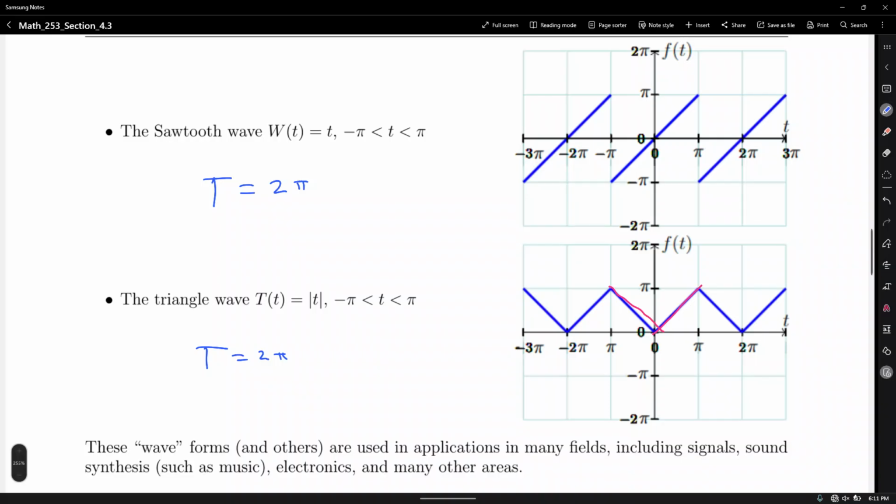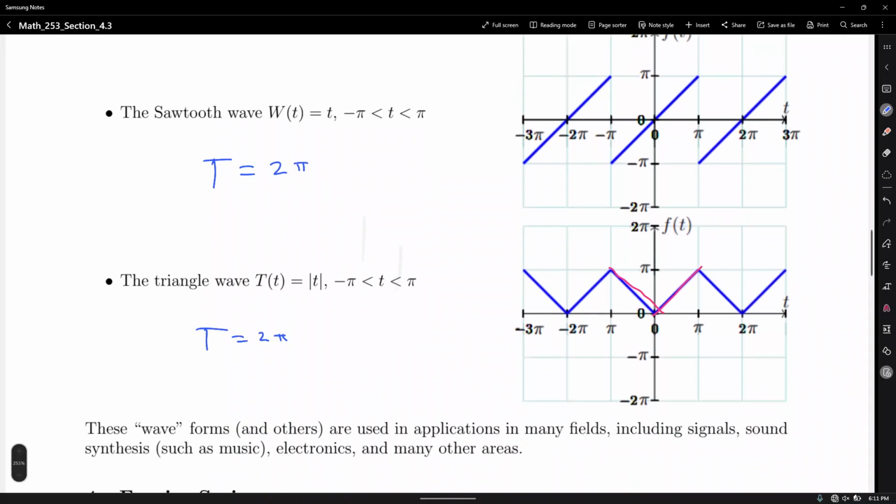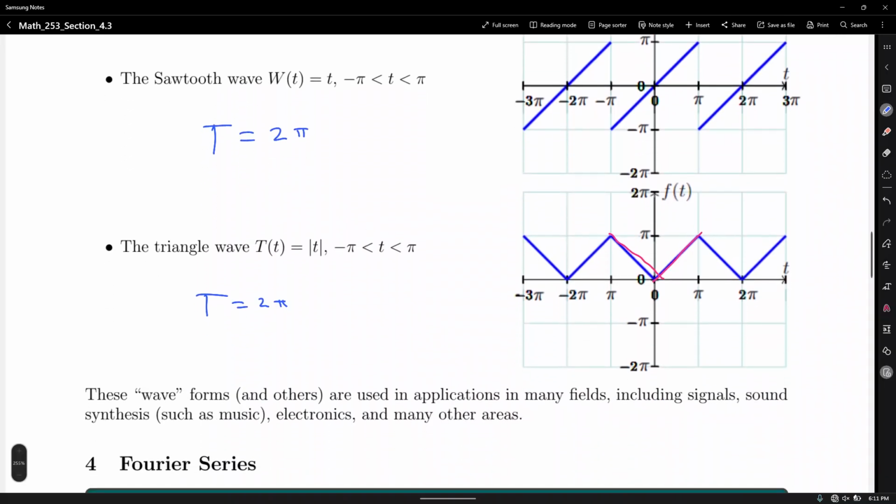So these are the kind of functions that you will see in electrical circuits, in signals, in sound synthesis, like creating music electronically, and in electronics, and many, many other areas that use these periodic functions. Okay.